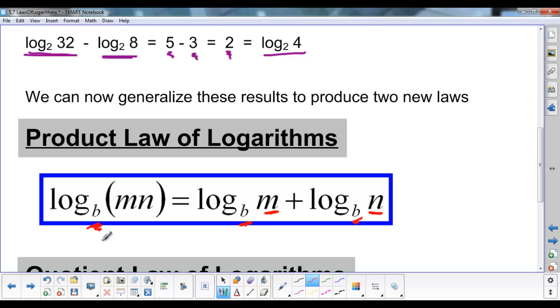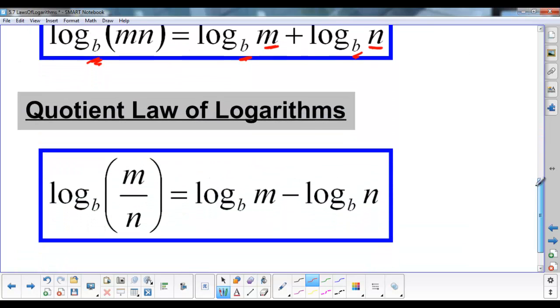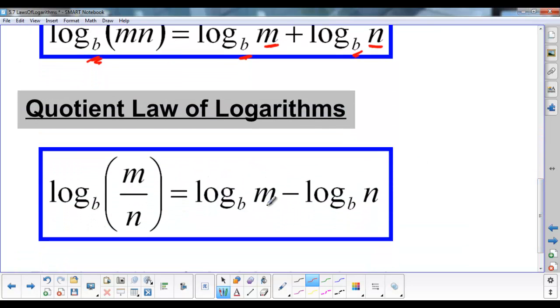Same idea for the quotient law. When you're subtracting two logs with the same base, you can actually divide the arguments to get your final answer. So log m base b minus log n base b, well, the bases are the same, so I'm going to take my arguments and divide, and that becomes the next logarithm. That becomes our answer.